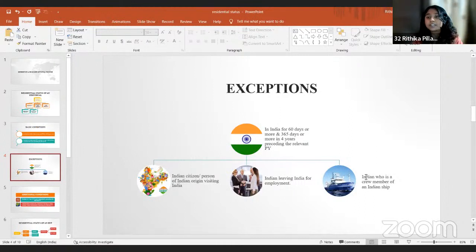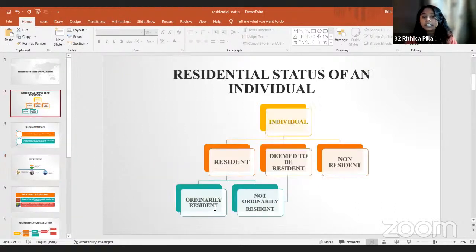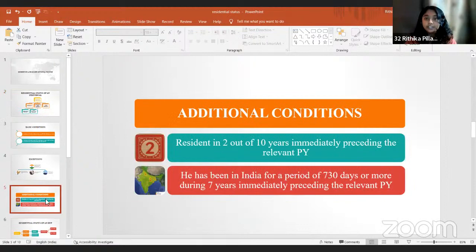And the third exception is that he is an Indian citizen who is a crew member of an Indian ship and not a foreign ship. Again, after we have classified an assessee into resident and non-resident, we can also classify them further as ordinarily resident and not ordinarily resident. This classification can be done based on additional conditions.